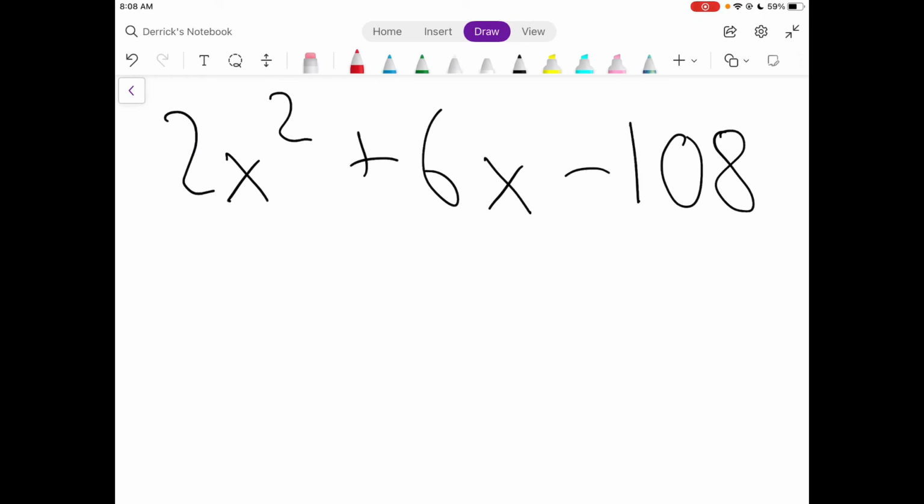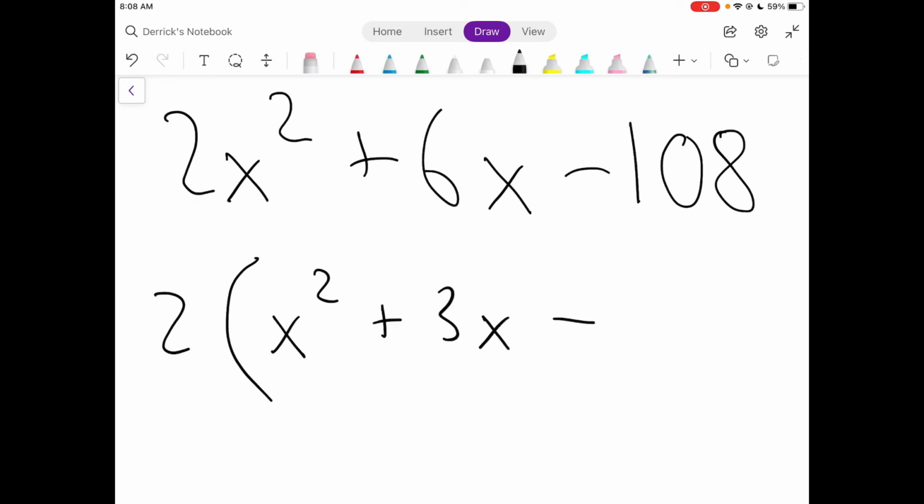If we are unable to do that, we will have a different process we have to go through, which I'll show you in a different video. In this case, we notice that 2x squared, 6x, and negative 108 can all divide by 2. So we will simply GCF factor that 2 out. Remember, we already did GCF factoring in an earlier notes video. That would leave us with x squared plus 3x minus 54.